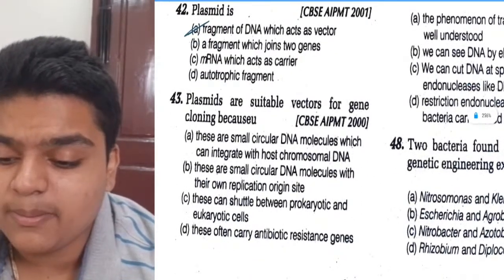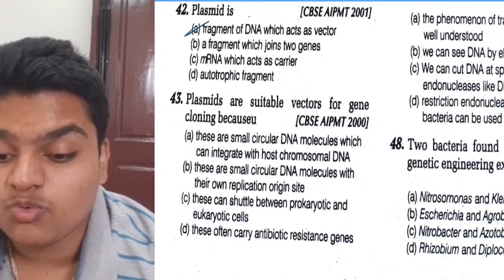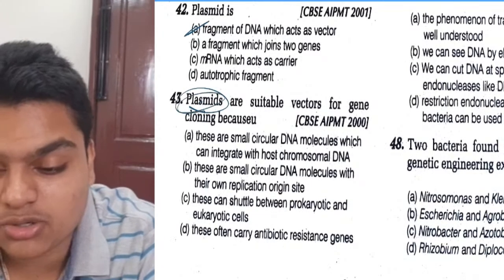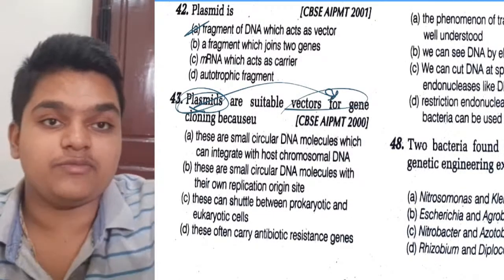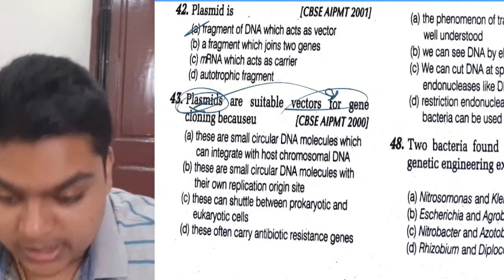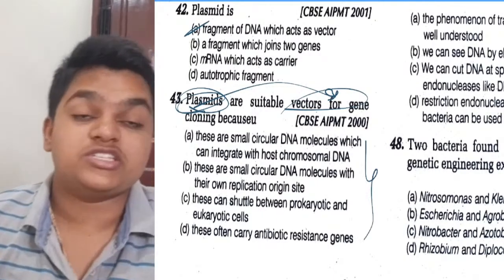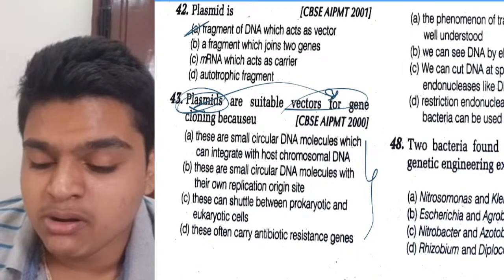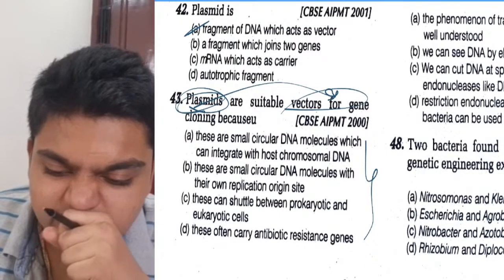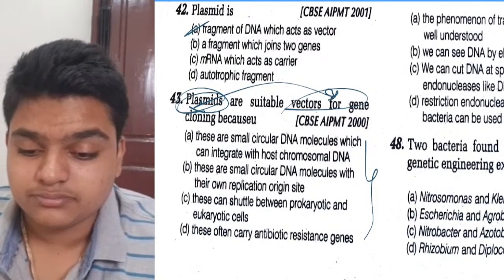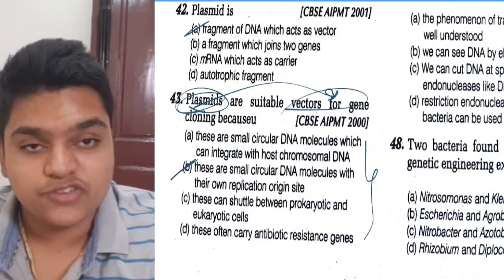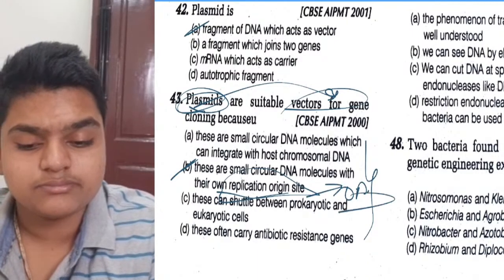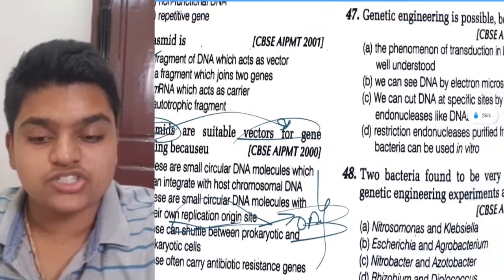Yes. Plasmids are suitable vectors for gene cloning, because why are we choosing plasmid as cloning vectors? They have the features of cloning vectors. Here in these four options, which is the feature of a cloning vector? Tell me. Yes, B is the feature of a cloning vector, since it has its own site of replication called ori. Yes, origin of replication.